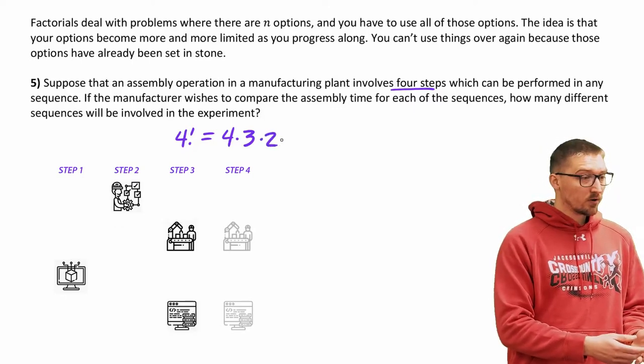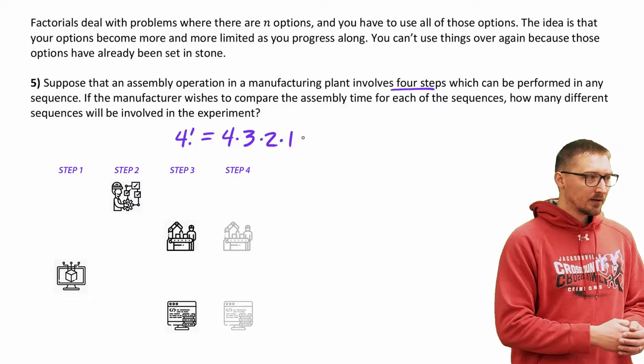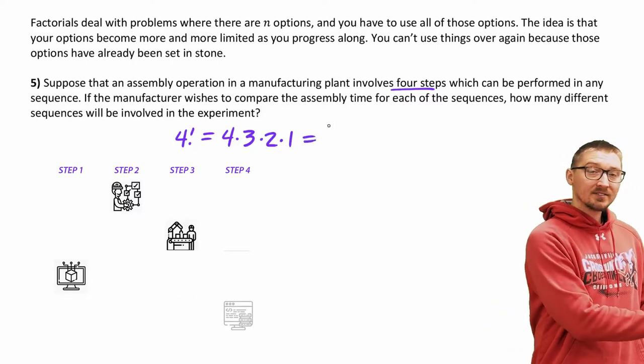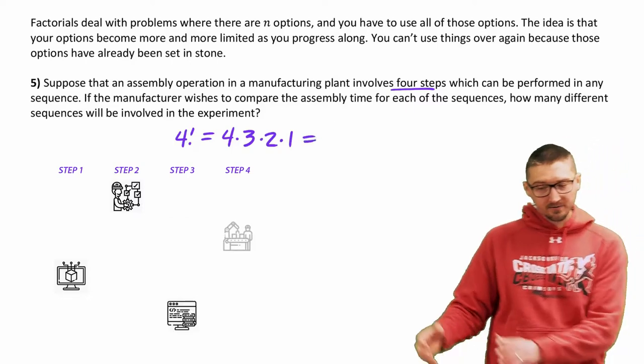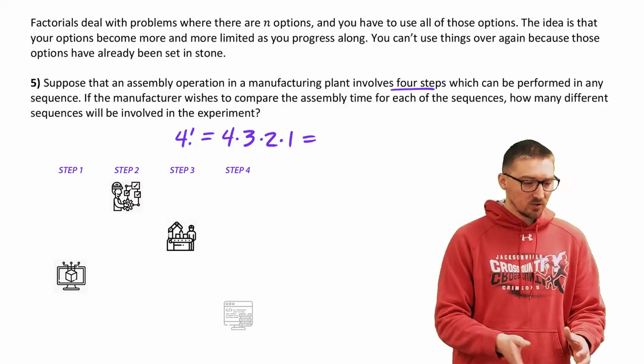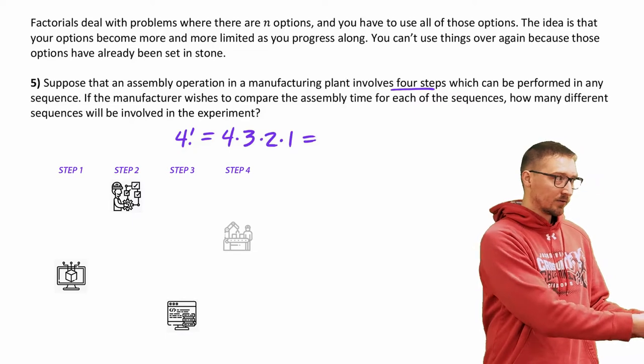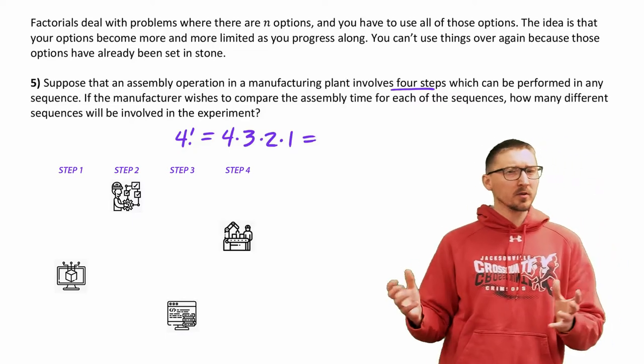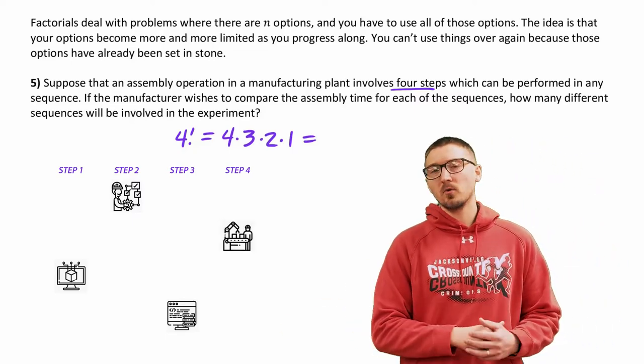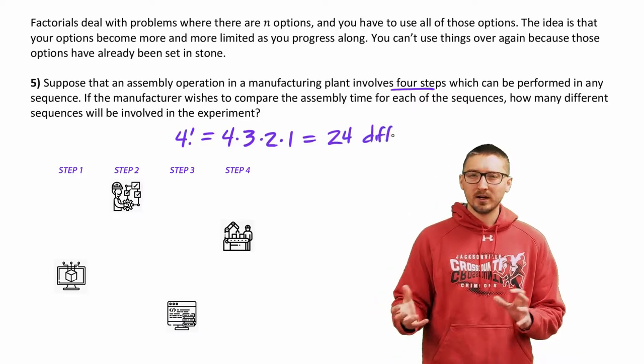And once we choose one of those to say this is our next step, that leaves us with the last option. There's only 1 thing left. So we had 4 things to start, 3 things next, 2 things, and then once we've chosen to put this, this, and this in order, we're left with 1 thing. So the total number of possibilities, 4 times 3 times 2 times 1, is 24 different assembly options.